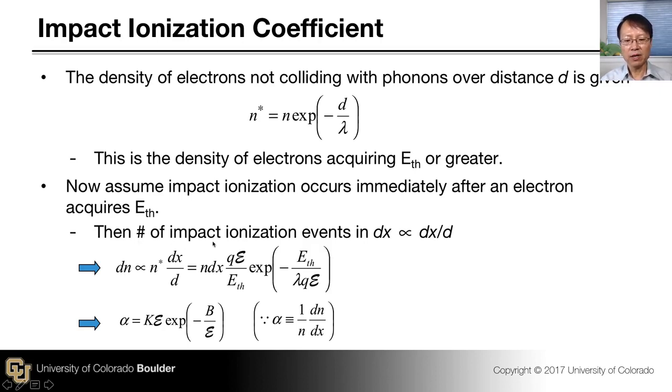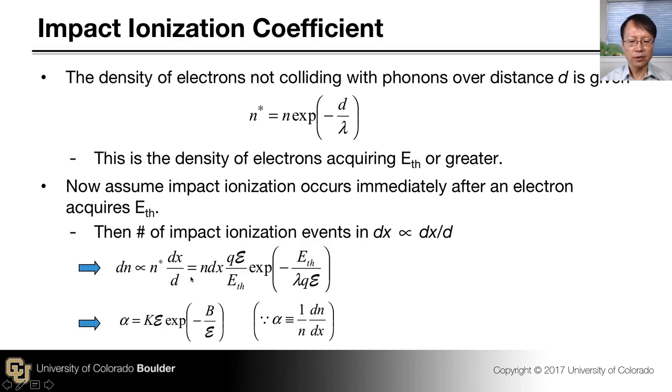Then the number of impact ionization events within a small width interval dx is simply given by dx over d, the distance over which the electron must be accelerated in order to gain energy ETH. So dn, the concentration of electrons produced by the impact ionization process, is given by n star, which is the concentration of electrons that have acquired threshold energy ETH, times the number of impact ionization events that can occur within distance dx, which is dx over d.